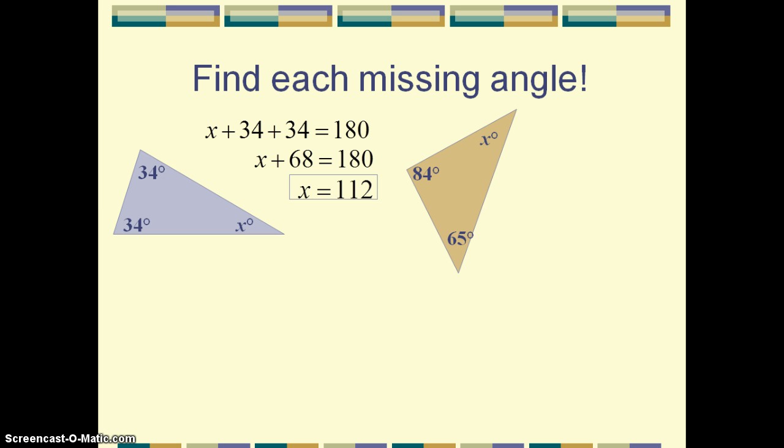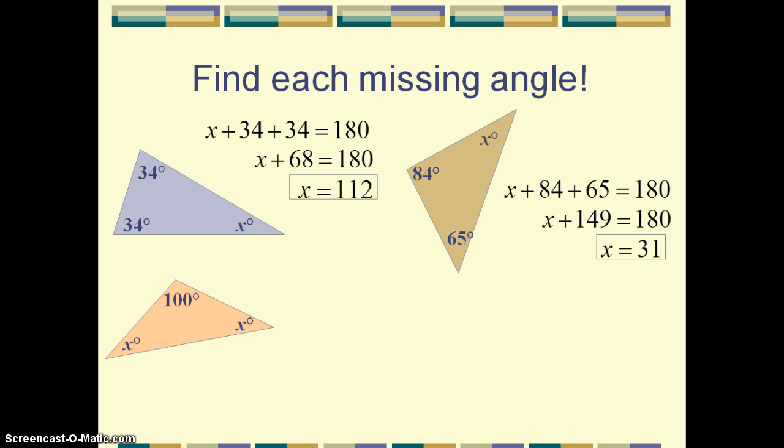Next one, we're going to write another equation to solve for x. So we have x plus 84 plus 65 is equal to 180. Remember that the angles have to add up to 180. That's why we have it equal to 180. We combine like terms and subtract 149 from both sides to get x is equal to 31.